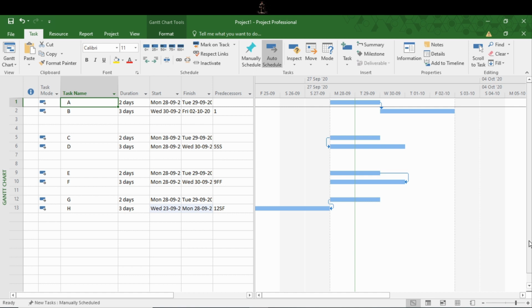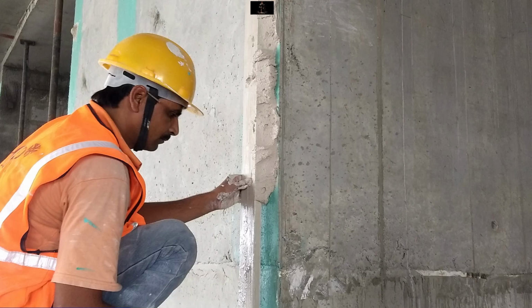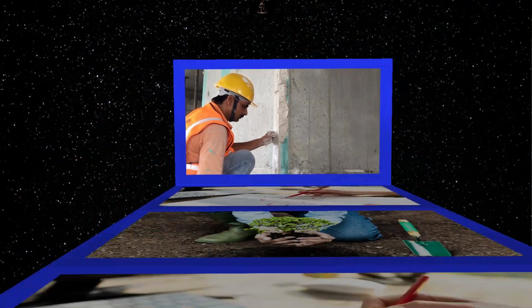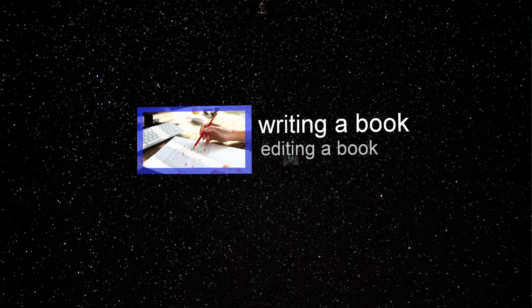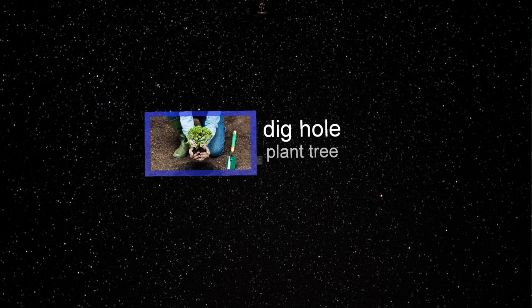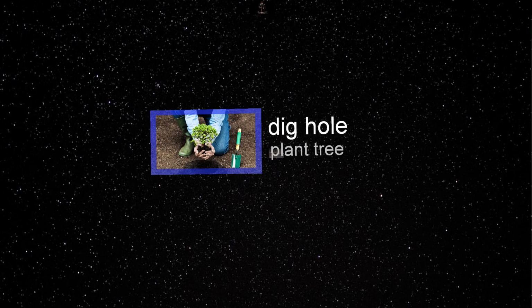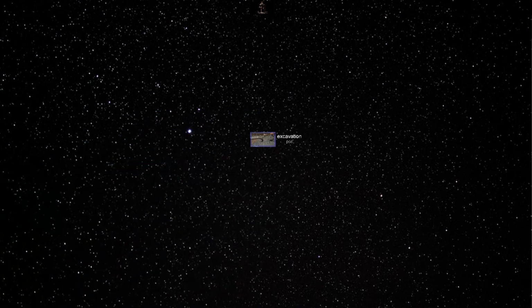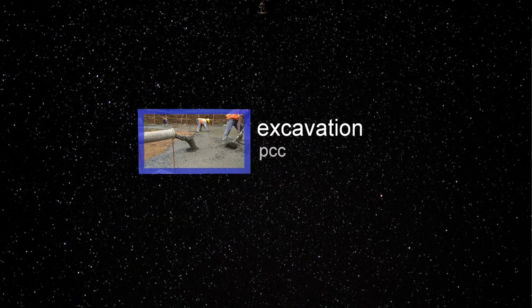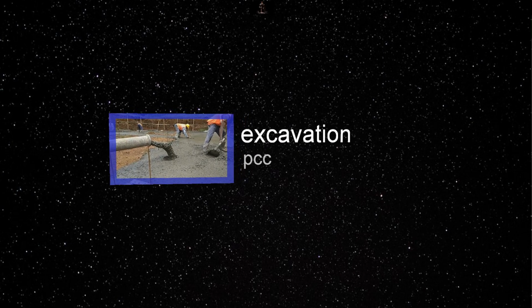Finish to start. Let's take plastering and painting activities. We cannot start painting until plastering is done. A common life example can be we cannot edit a book unless it is written. Or one more, we cannot plant a tree until we dig a hole. As simple as that. Again, from the construction industry, we cannot start PCC unless excavation is completed. There are many examples like this.